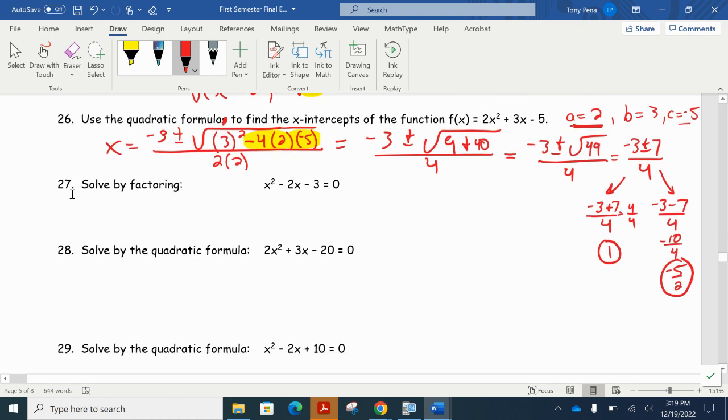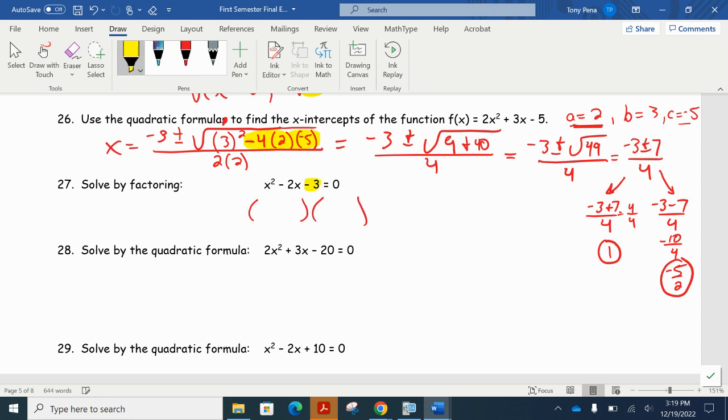Okay, 27, finally a nice quick one. Solve by factoring. All right, the two numbers that multiply to be a negative 3 and add up to be a negative 2 would be negative 3 and positive 1. So my solution, one solution is 3. This other solution would be negative 1.